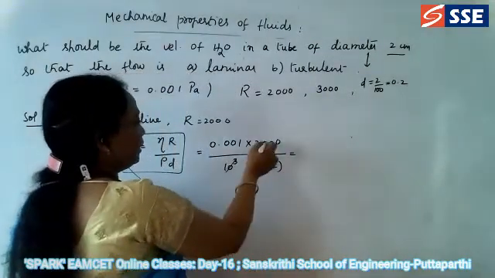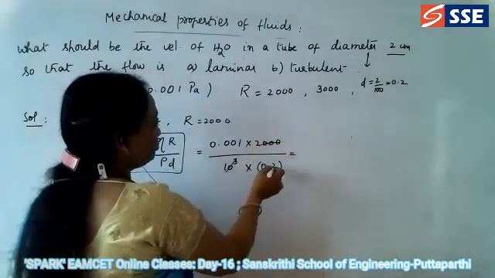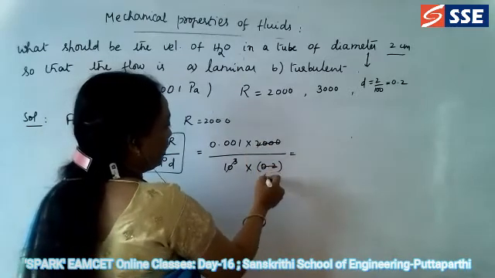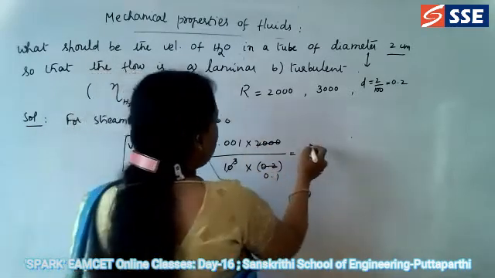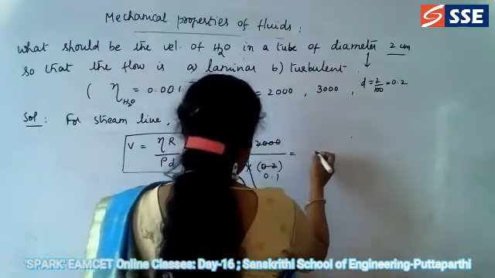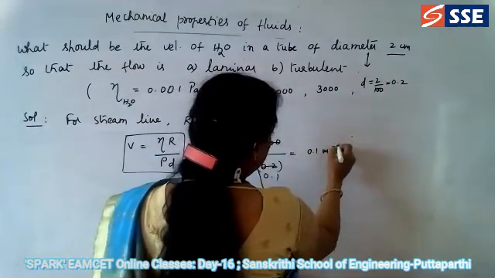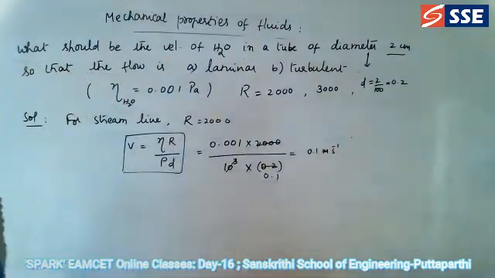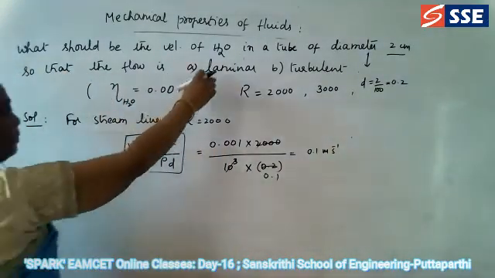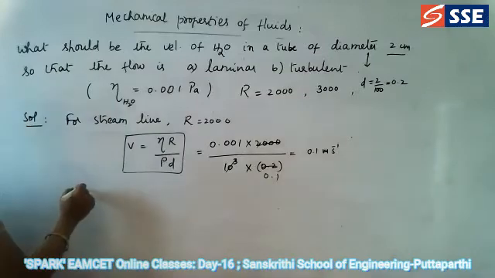You can cancel 10 cube and this one, and 2 also you can cancel. Therefore the answer will be 0.1 meter second power minus 1. So this is the answer for the first case, laminar, and similarly for the second case.